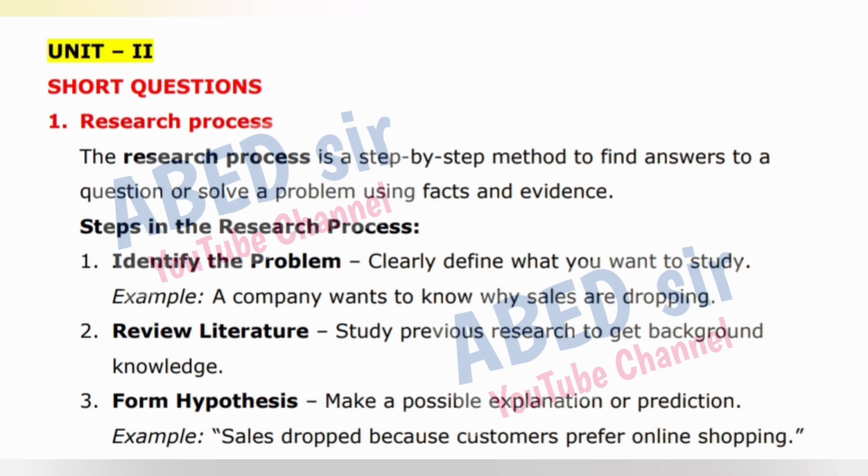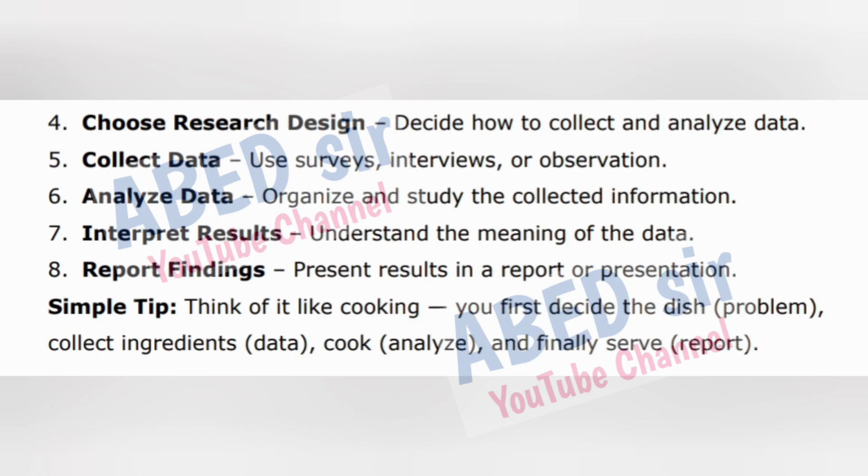2. Review literature. Study previous research to get background knowledge. 3. Form hypothesis. Make a possible explanation or prediction. Example, sales dropped because customers prefer online shopping. 4. Choose research design. Decide how to collect and analyze data. 5. Collect data. Use surveys, interviews, or observation.